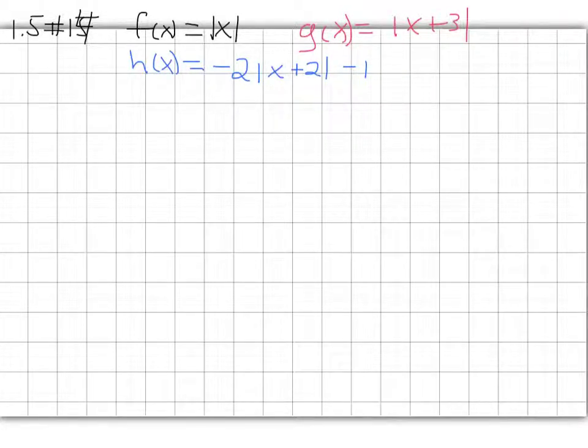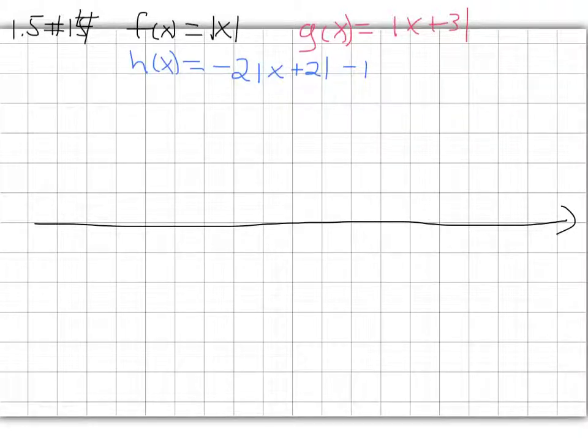Section 1.5, number 14. We're given three functions. f of x equals absolute value of x, g of x equals the absolute value of x plus 3, and h of x equals negative 2 times the absolute value of x plus 2 minus 1. And we're asked to graph each one of these things on a standard Cartesian coordinate system. So let's draw that on here.